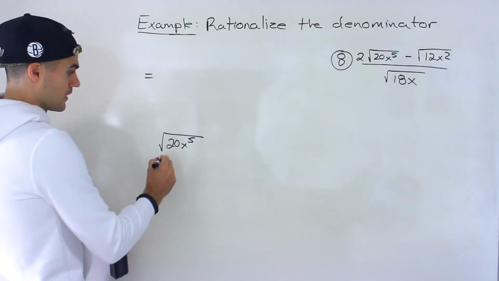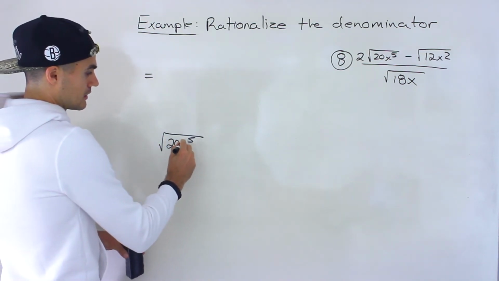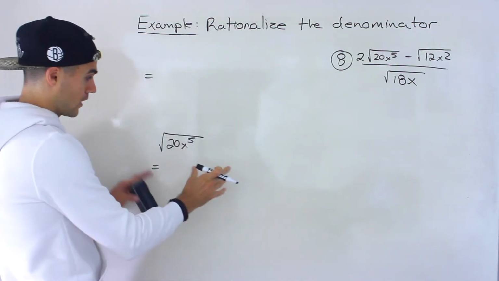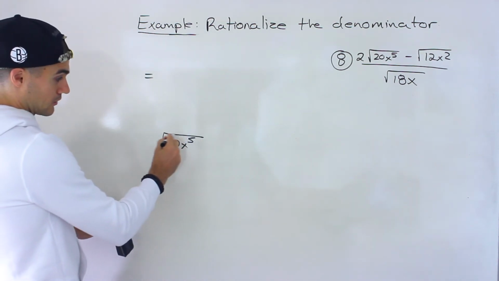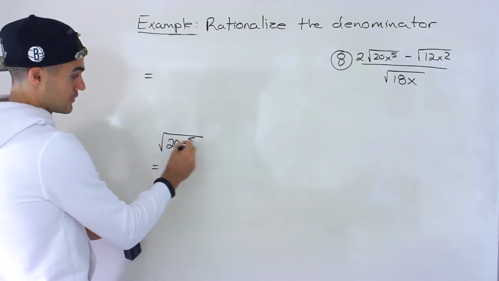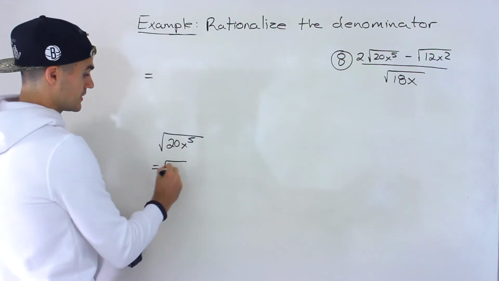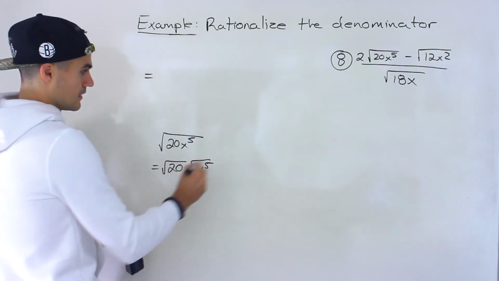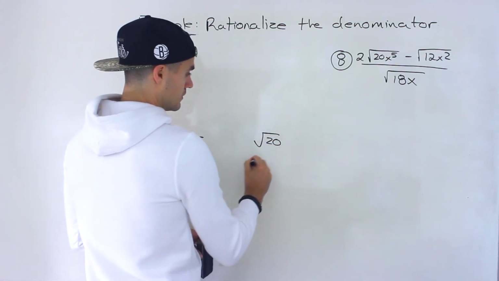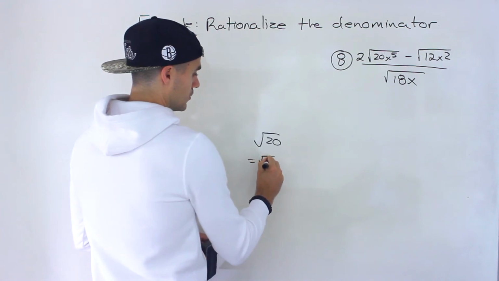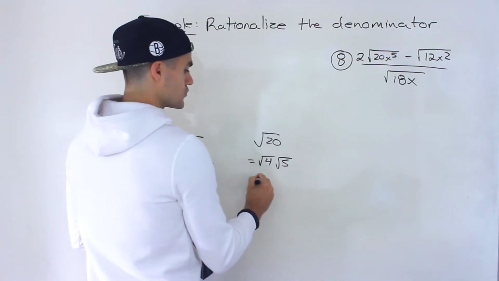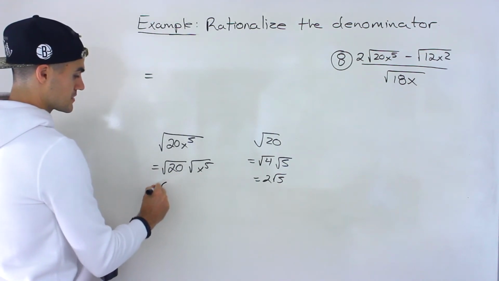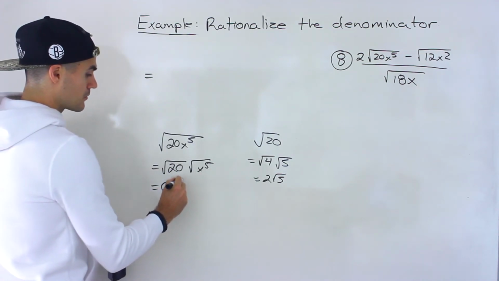So from here, we got root 20 x to the power of 5. So if you remember from videos before where we simplified radicals with a mix of numbers and variables, we could split this up like that. The root 20 would be what? Root 4 root 5, which would be 2 root 5. So that's what root 20 simplifies to. I'll put that in brackets.